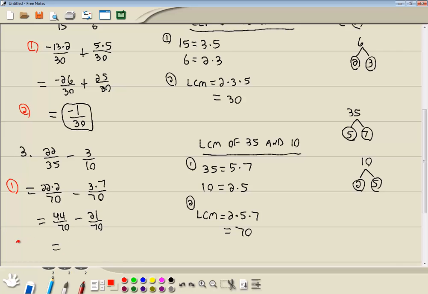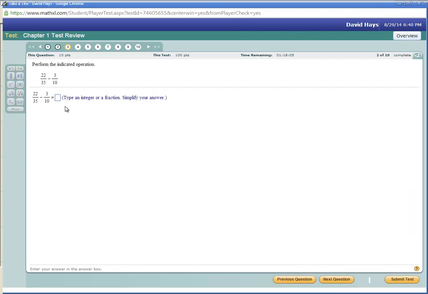Step 2. Add or subtract top parts. 44 minus 21 is 23, I think, over 70. And our last step would be to simplify this fraction, but I believe 23 is prime, so that would be your answer. So I got 23 over 70. And I click next question.